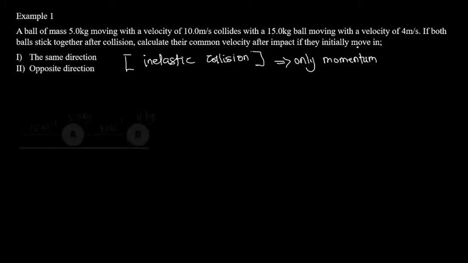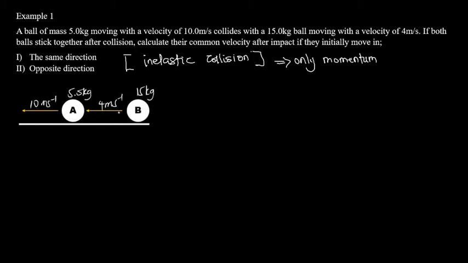So let's look at the first diagram. For the first case, we have the body of mass A, 5 kilogram, with the velocity of 10 meters per second, moving towards the left. And then body B, because it is the same direction, body B is also moving towards the left, but with the mass of 15 kilogram. So now let's calculate the common velocity for this body after the impact.